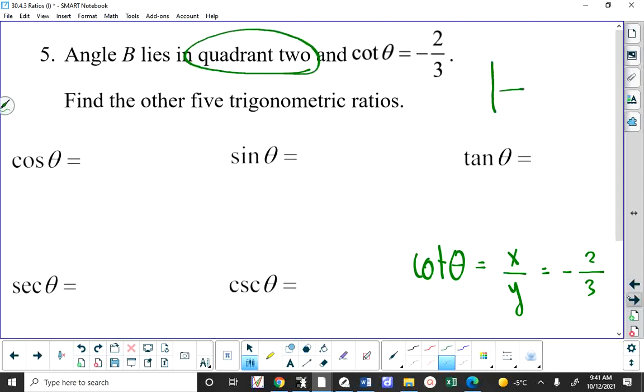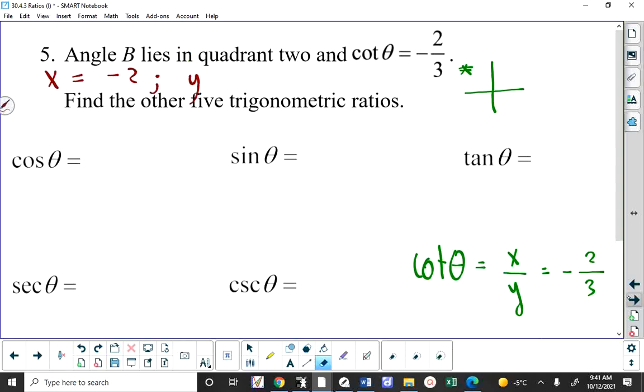So in quadrant 2, over here, x is negative and y is positive. So that means x is -2, y is +3, and r is the square root of x squared plus y squared, which I'm going to ask you to find for me. I don't want you to find the square root of it. I just want you to find what number it is before you square root it. Is it 13? No. So you get 13. So r is root 13.